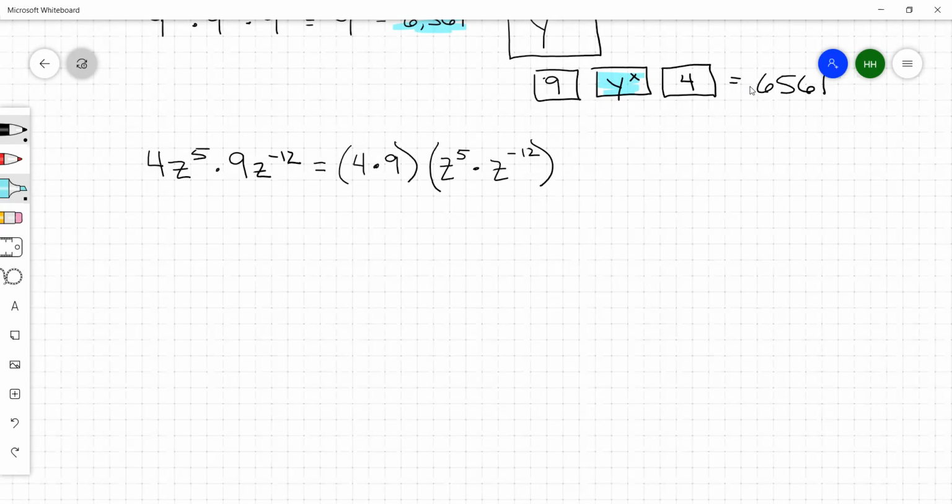So you take your 4 times your 9, and that gives you a 36. Now look what happens with your z here. z to the 5th times z to the negative 12th. That's going to be z to the negative 7th. And we did this before Thanksgiving. That's 36 in the numerator. It's z to the positive 7th in the denominator. That z to the negative 7 is not in simplest form, so it's got to go to the denominator and become positive.